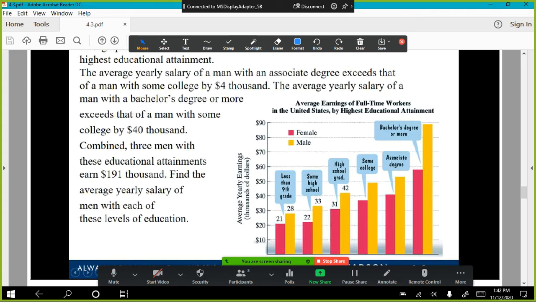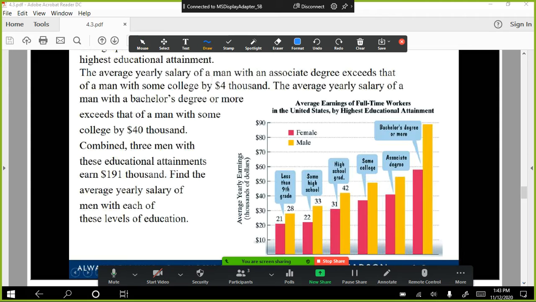All right. So somehow we're going to come up with an equation here. The average yearly salary of a man with a bachelor's degree or more exceeds that with some college by 40,000. Combined, 3 men with these educations earn 191,000. Find the average yearly salary of men with each of these educations. So here is the question it wants us to do. It wants us to find the average yearly salary of men with each of these levels of education. And what were the 3 levels of education that they were talking about?